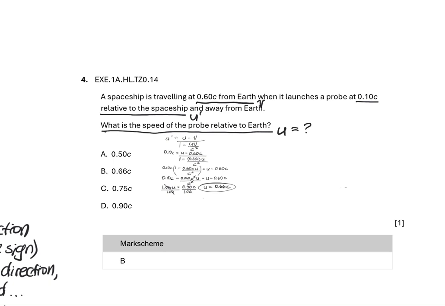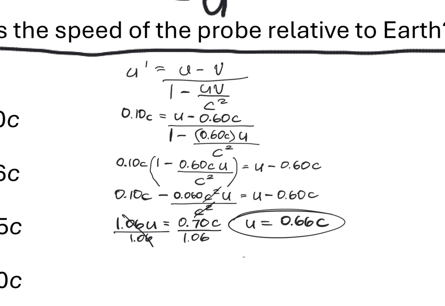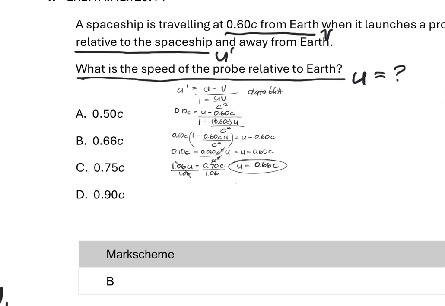So what is u? So our equation is u prime equals (u minus v) over (1 minus uv over c squared), and that is on the data booklet. It is there, all right? So we're looking for u. We have u prime as 0.1 c. We have v as 0.6 c. So it's a little weird, like we're solving for u, so we have to collect our terms. But when we collect our terms and solve for u, we do wind up that u is 0.66 c. And that is choice B.